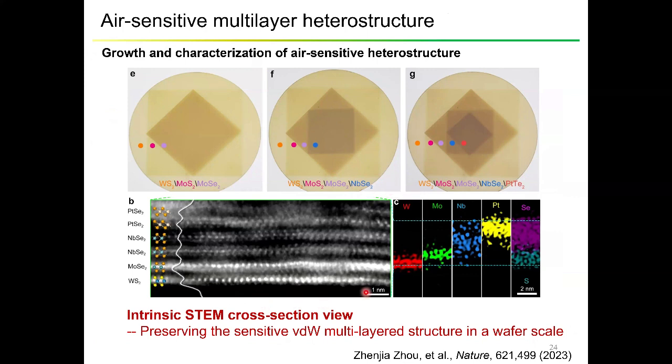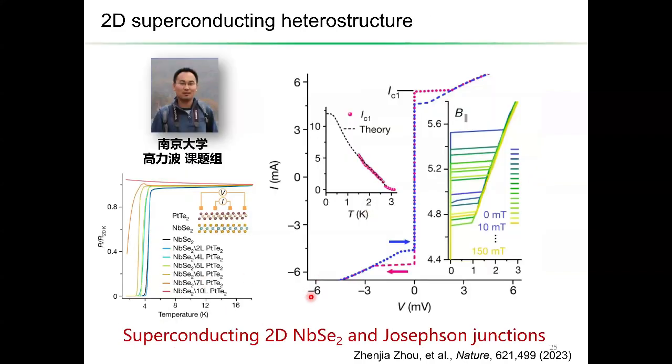However, if we can do it in the GIS system, then we can not only keep its intrinsic structure to get the very nice van der Waals interface, so that we can see how the NbSe2 layers are coupling with each other, but we can also preserve the superconducting properties and also the Josephson junction that can be made by this kind of 2D superconducting material. So we keep the material from degrading by not exposing it to any air, so that we can have a very good property and structural correlation in this kind of sensitive heterostructure.